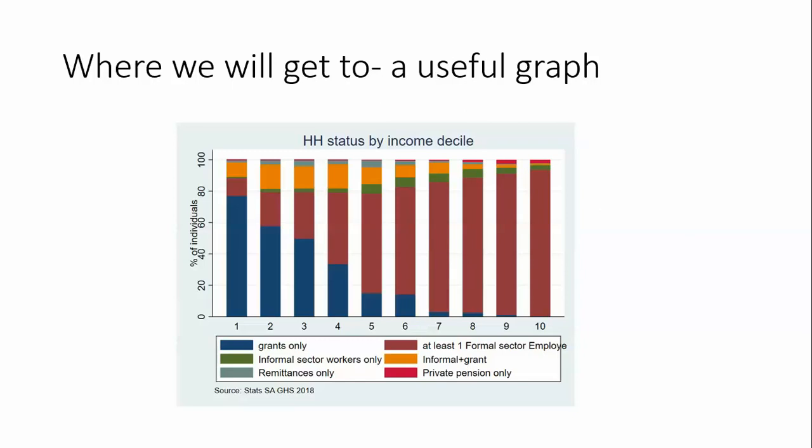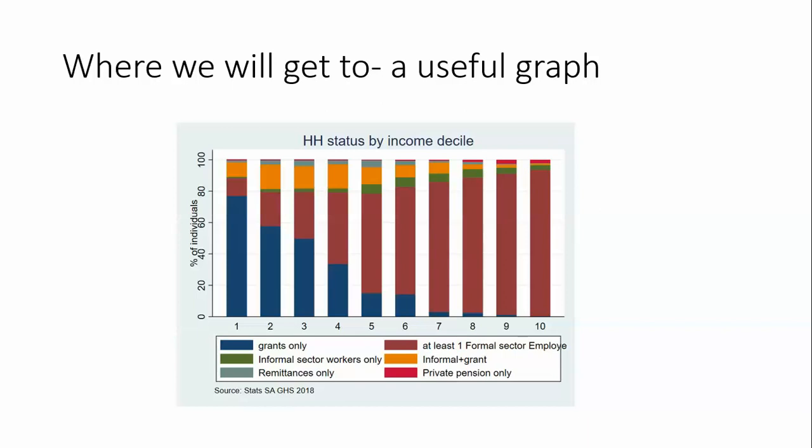Well, if we look at decile 1 on the very left, we can see that probably 75% of the people in the bottom decile, the poorest 10% of the population, survive on grants only. Their household only gets grant income. There's no other income, no employment, no pension, no remittances. Those 75% get grants only.